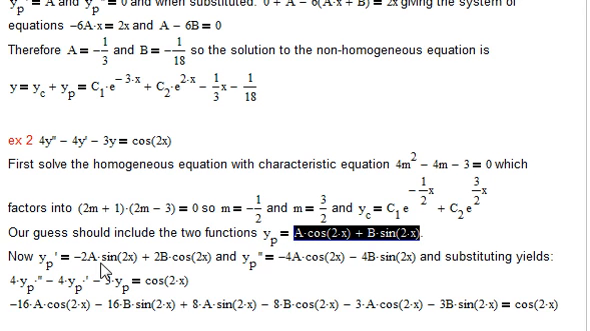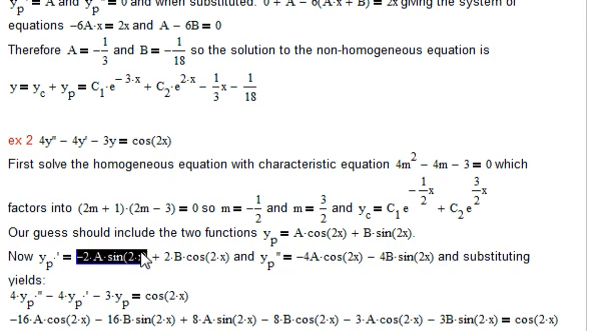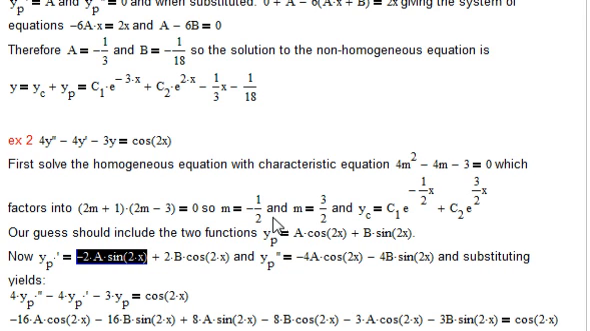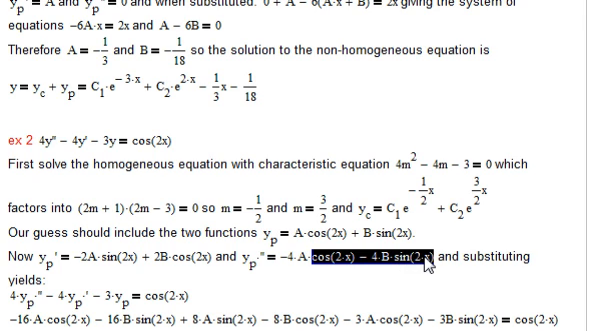If this is our yp, then the first derivative of this function would be negative 2a sine of 2x plus 2b cosine of 2x, right? And then we also want to find the second derivative, because we're going to have to plug it back into this equation right here. So y double prime, well, take the derivative of this. We're going to get negative 4a cosine of 2x. Take the derivative of this, we're going to get negative 4b sine of 2x. So there we've got that.